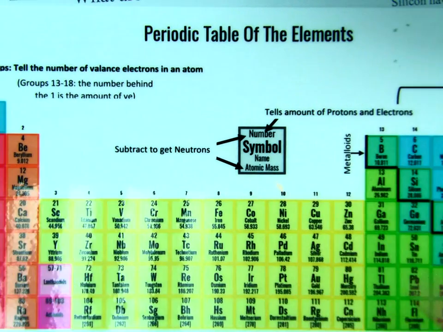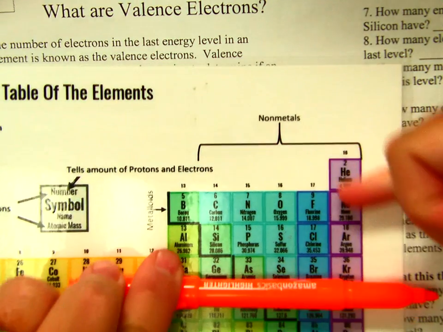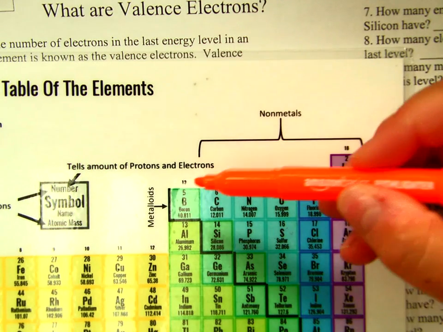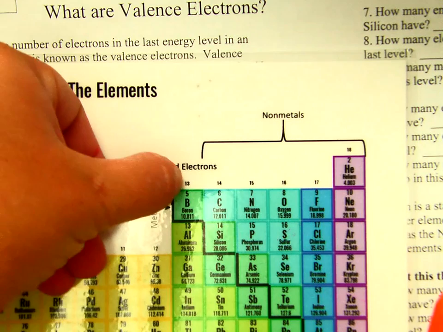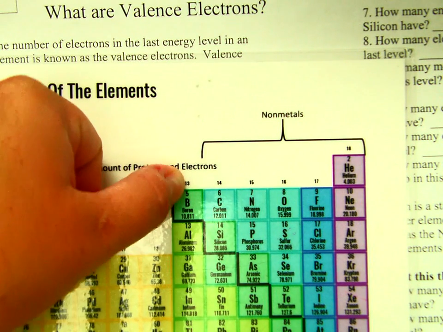So we usually jump right on over here because we're only really worried about this part of the periodic table this year. And we look here, we have group 13. So remember, cover the 1. And 13 means we have 3 valence electrons in our outer energy level.